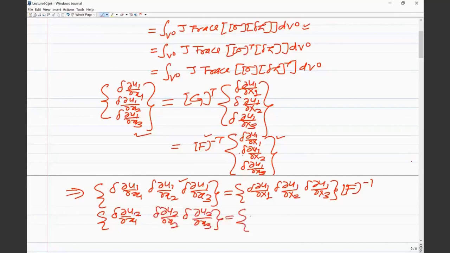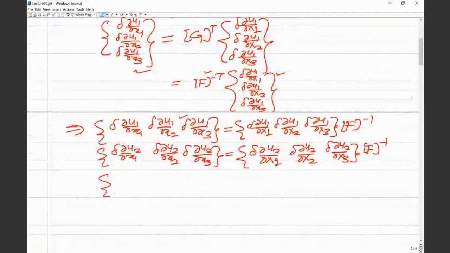This can be written similarly in terms of delta of del U2 upon del X1, delta of del U2 upon del X2, delta of del U2 upon del X3, into F inverse. So basically what I am trying to do is write all the three rows of delta small h matrix. You already know that, and that can be written in this manner.